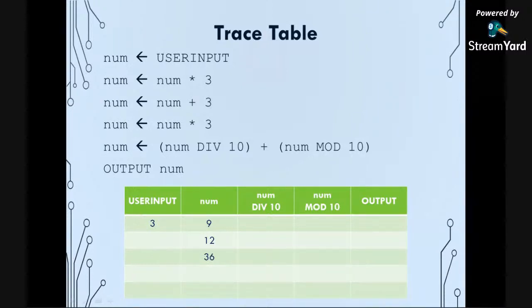And then num div 10 is, I don't know which box I want to put this in. I'll put it in this one up here. Num div 10 is 3. And num mod 10 is 6. Because if you divide 36 by 10, you get 3 remainder 6, which is why it looks like that. And then if you add them together, your output should be 9.